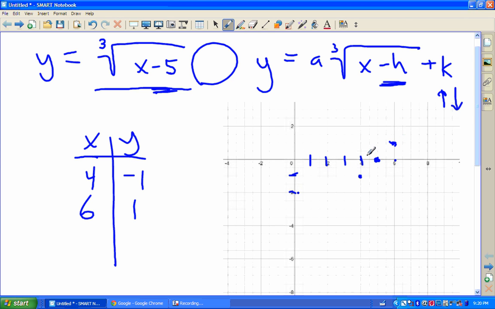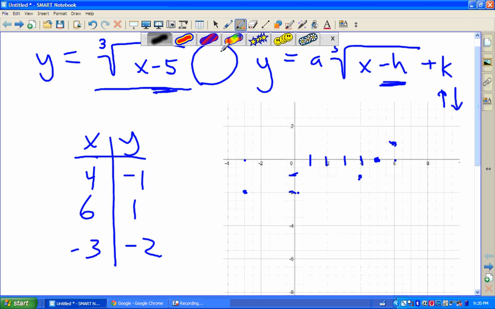Okay, and where else can I go? I know 8 is a perfect cube. How would I get 8 under there, or negative 8? If x was minus 3, I'd get minus 3 minus 5. See why I chose minus 3? It's minus 8. Cube root of minus 8 is minus 2. So at minus 3, way out here, the graph is actually minus 2, which is here. So now I'm getting a feel for this curve.